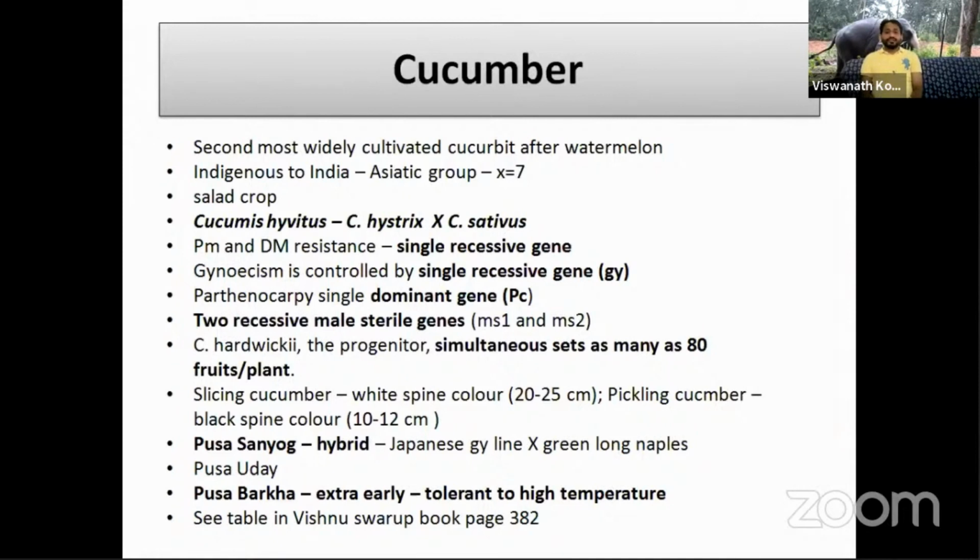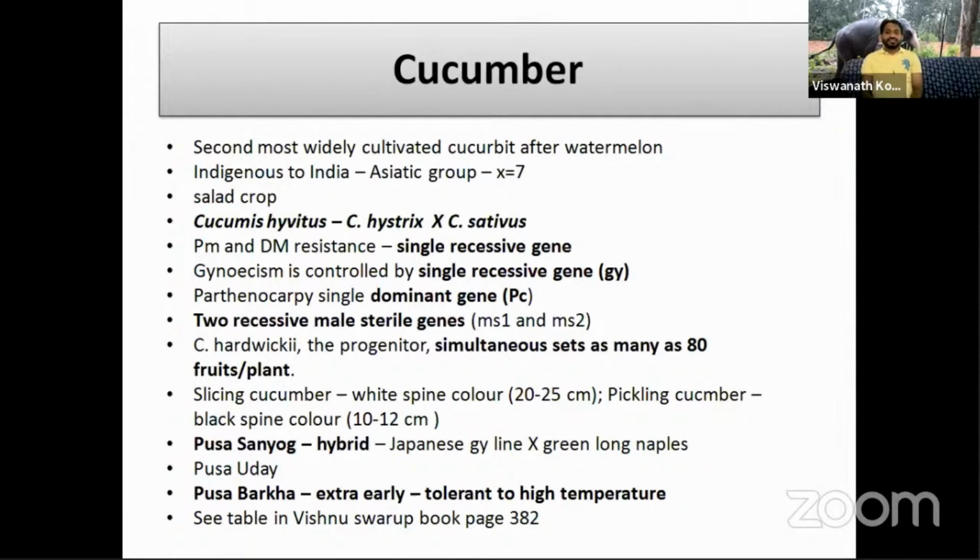and slicing cucumber has white spine color. Slicing means for raw consumption as a salad. You slice the cucumber fruit and eat it. White spine color means if you cut the fruit, you can see the internal portion is white. It is 20 to 25 centimeter in length. Pickling cucumber has less length, 10 to 12 centimeter, whereas slicing cucumber has more length, 20 to 25 centimeter. Pickling cucumber is used for making pickles.